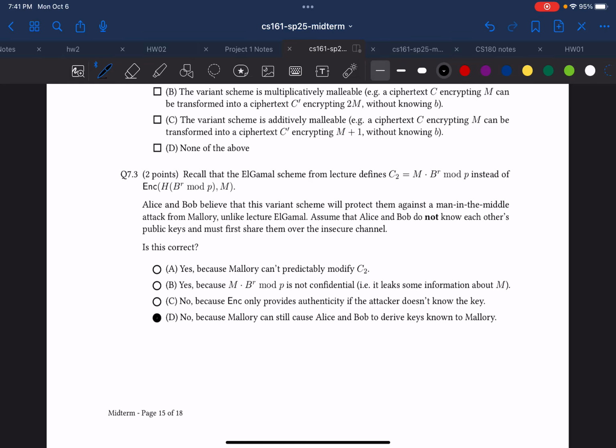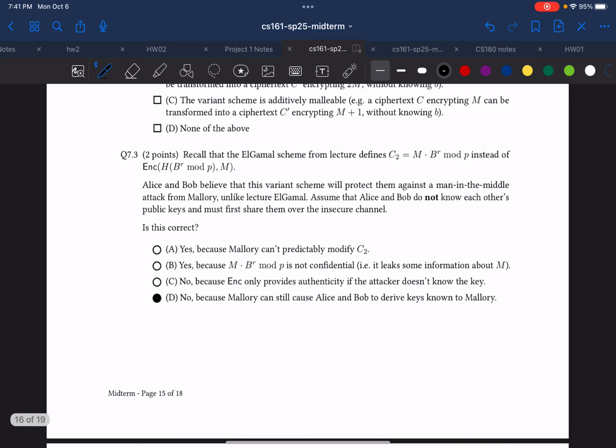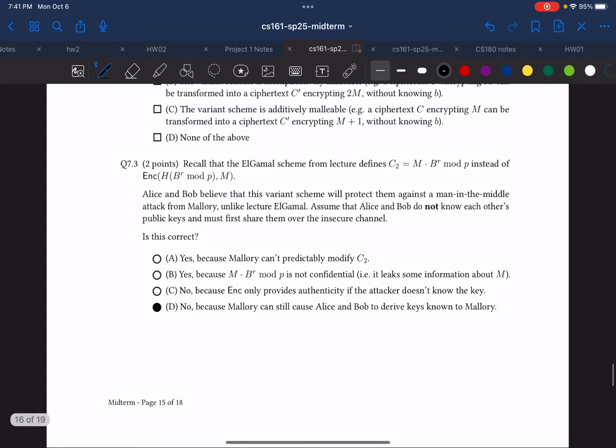We didn't change anything about how we actually share the keys, so that shouldn't change. If you need more information on why El-Gamal is susceptible to man-in-the-middle attacks in the first place, I would look at the lecture slides, but I think the main intuition behind this question is that we haven't changed anything here that would make key sharing more secure from man-in-the-middle attacks.